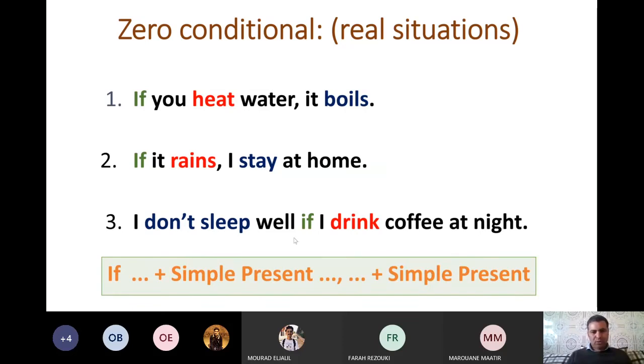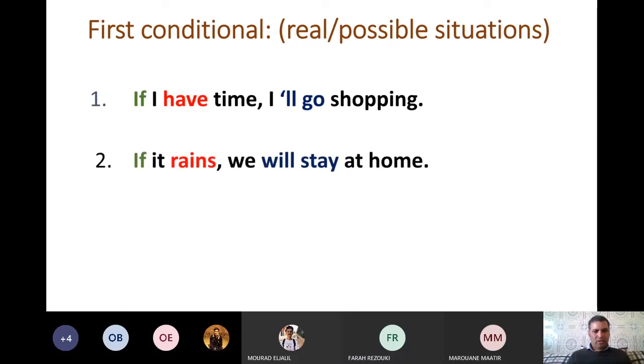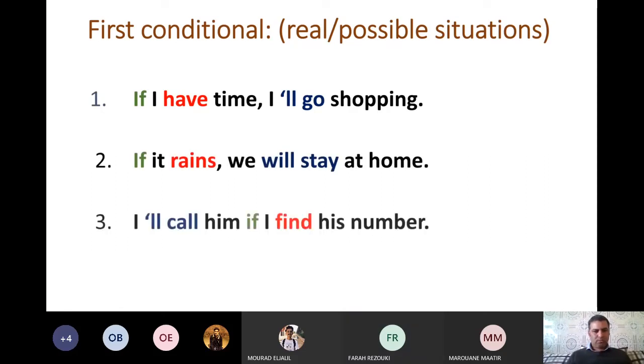Let's move now to the first conditional. So if you don't understand anything, I will give you time later to ask questions. Now we move to the first. Look at the first example. If I have time, I'll go shopping. I'll is short for I will. If it rains, we will stay at home. I'll call him if I find his number. I want you to notice the verbs in these three sentences. Have, will go. Rains, will stay.